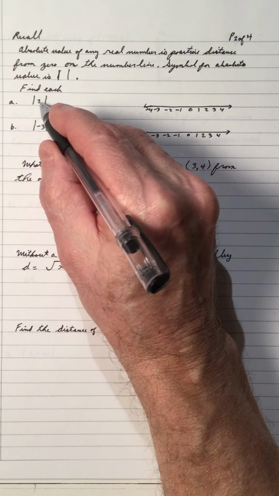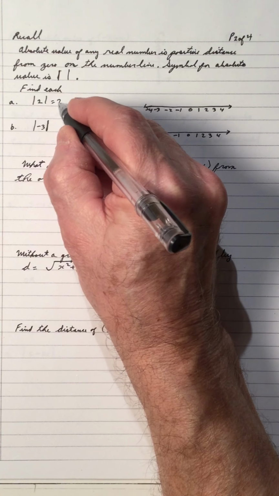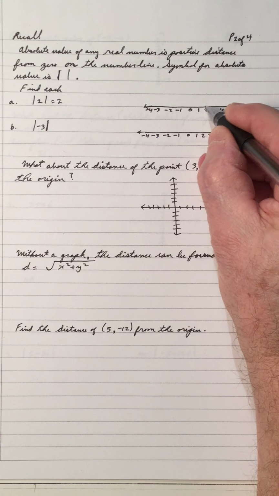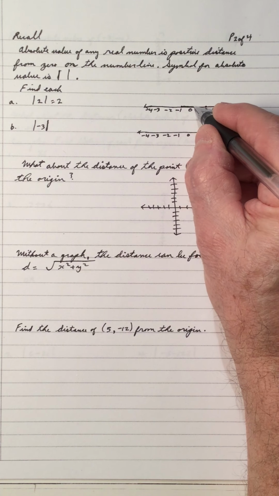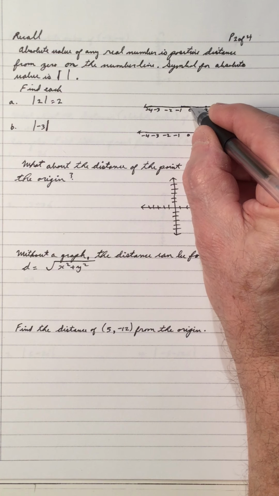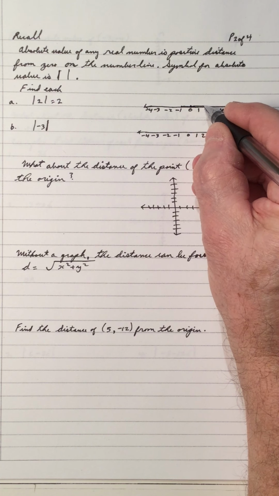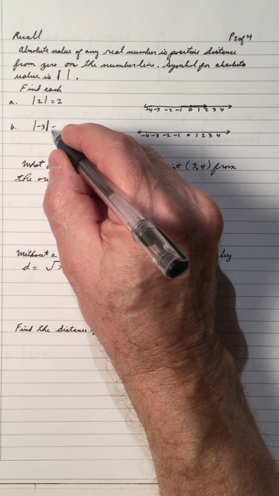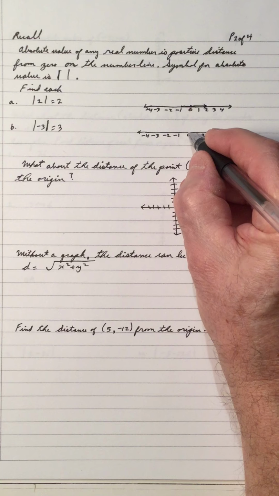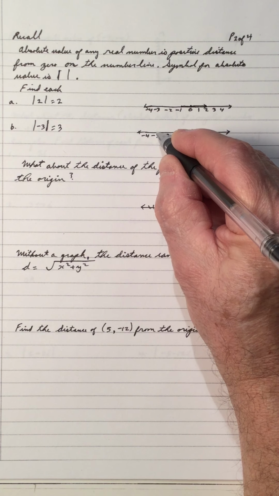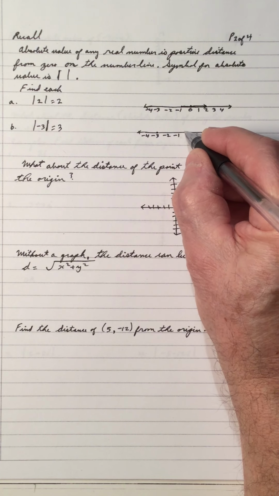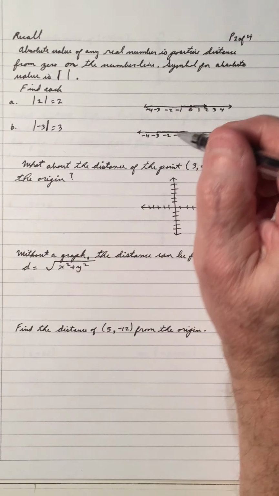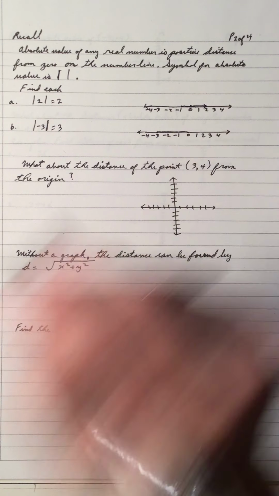Find each. The absolute value of 2 is 2. Notice on the number line, 2 is right here, so the distance from there to there, from 0 to 2, is 2. And the absolute value of negative 3 is positive. From 0 over to negative 3, right here, that distance is 3. So the absolute value is the distance from 0 on the number line.